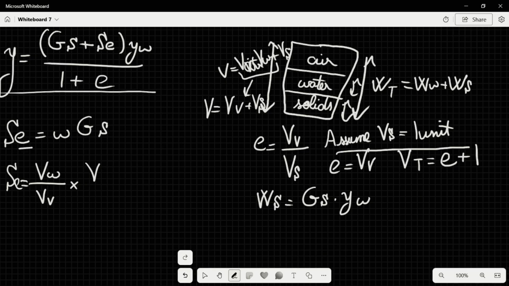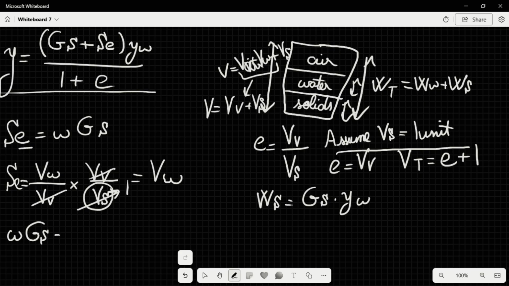So this is volume of voids over the volume of solids. Yes, we can see that the volume of voids cancels out. And the volume of solids, we are still considering it as 1 unit. So S times E will net the volume of water. Now, W times GS is quite interesting.